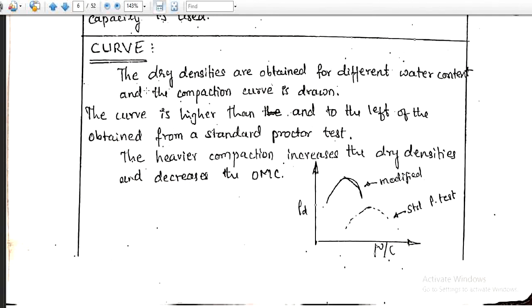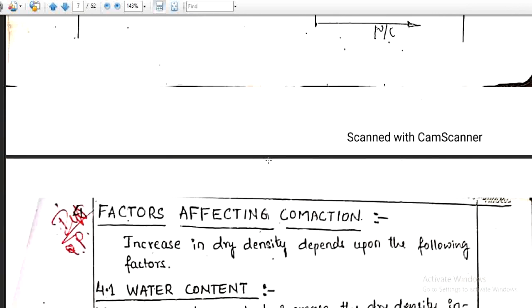Okay. So now what is the difference between the curve of the standard Proctor test and the modified Proctor test? The dry densities are obtained from different water contents and compaction curves are drawn. The curve is higher than and to the left of the one obtained from the standard test. As the hammer is heavier, the curve for the same soil sample obtained from the modified Proctor test is a little to the left, and at a higher position compared to the standard Proctor test.